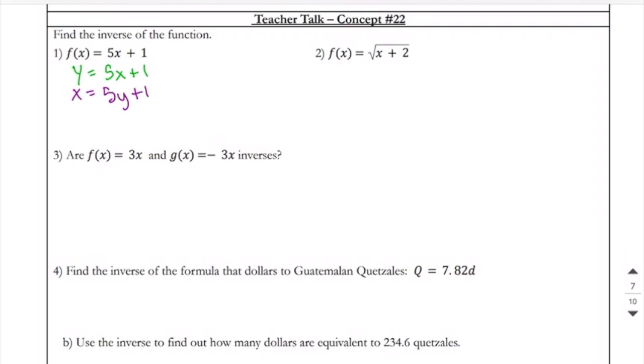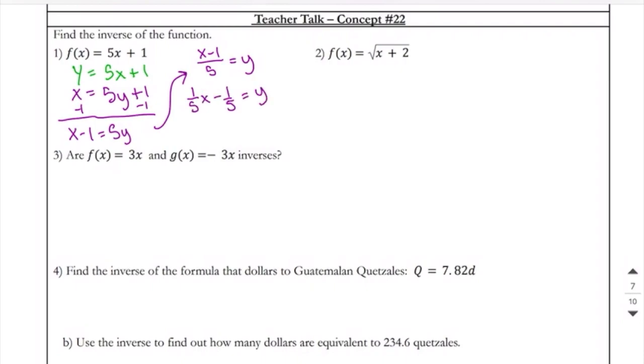And then the next thing you're going to do is switch your x and y and solve for y. So we'll subtract 1, and then we'll divide by 5. You can leave it as x minus 1 over 5, or if you wish, you can change it to 1/5 x minus 1/5. You can do either one of those. And then the very last step is to rewrite it so that you know that it's the inverse. State that f inverse of x equals 1/5 x minus 1/5.